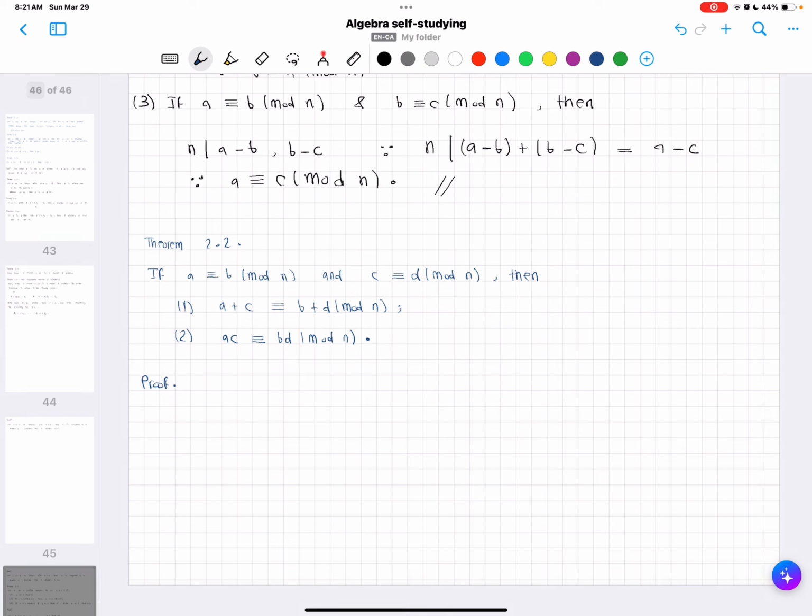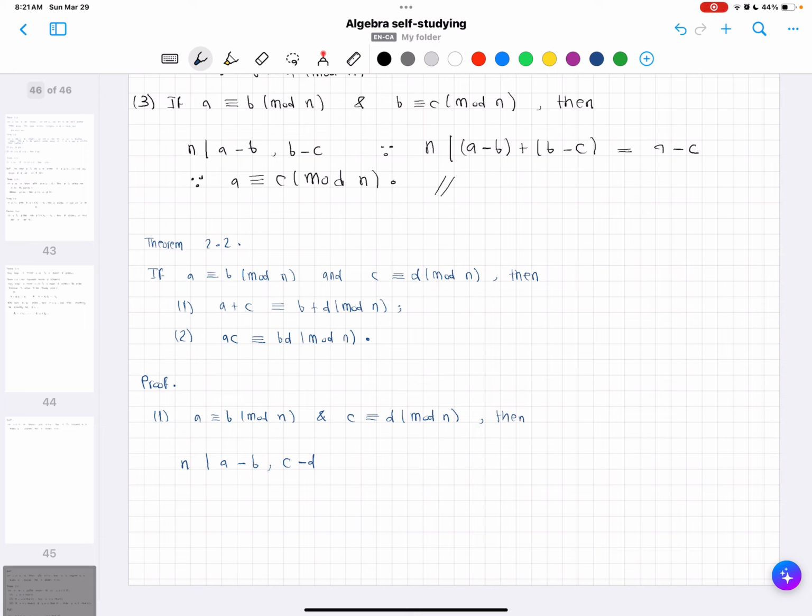So first of all, if A is congruent to B mod n and C is congruent to D mod n, then n divides A minus B and also C minus D.